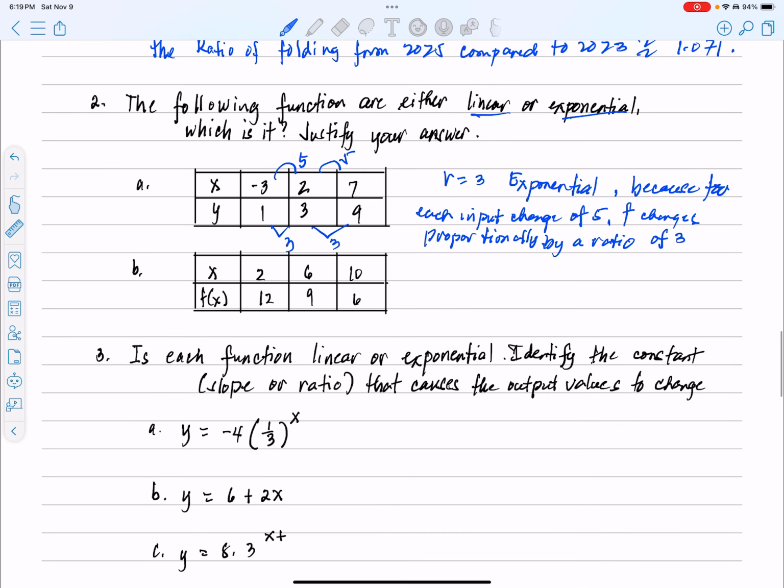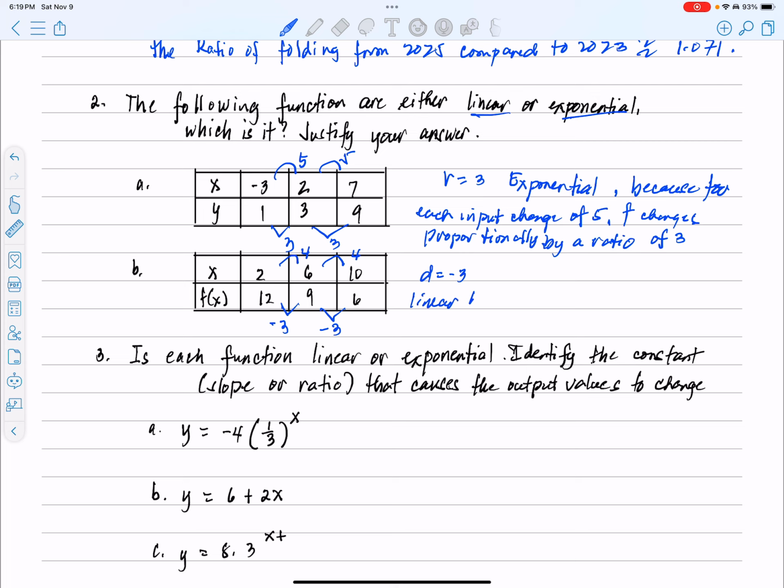All right, let's have the next. 12 to 9, 9 to 6. Okay, 9 minus 12, that is negative 3. So we have 6 minus 9, that's negative 3. That means we have a common difference of negative 3 here. Let's look at 2 to 6. That's 4. 6 to 10. That's 4. So you could say, since it's a difference, this is a linear function.